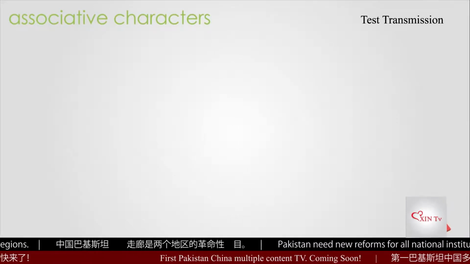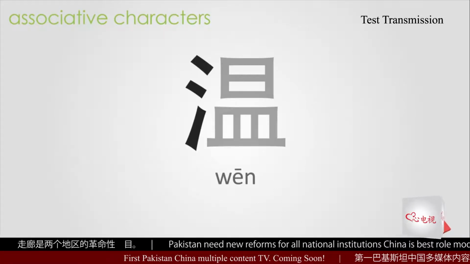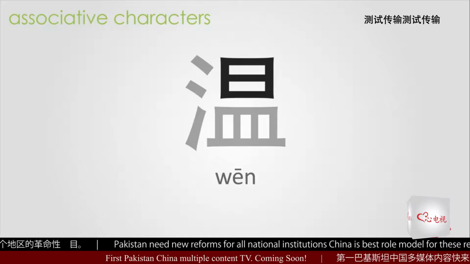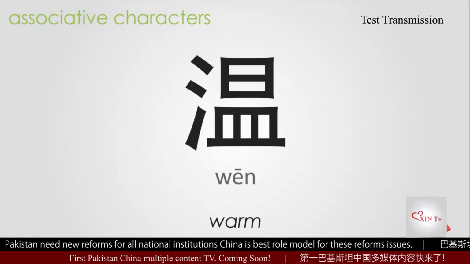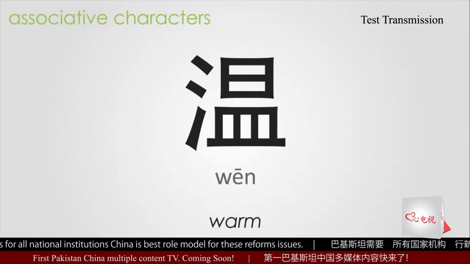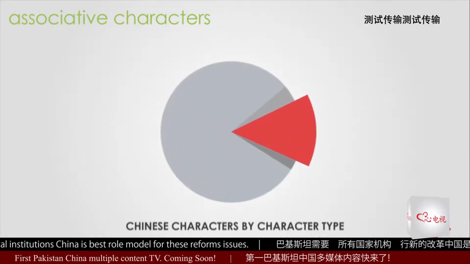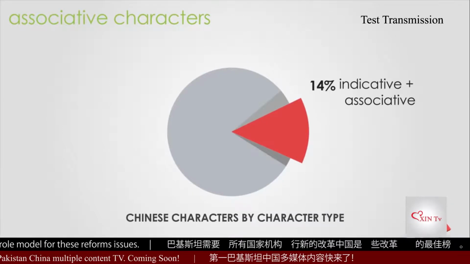And for the character 温 the dish character on the bottom, with the water character on the side, and the sun character on top, conveys the idea of warmth. Water in a dish left in the sun will get warm. As inventive as this method can be, it still only covers about 14% of modern Chinese characters.